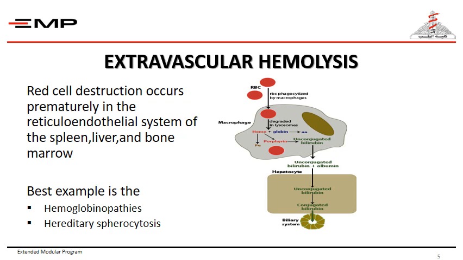So what happens is that the red cells, while they pass through the reticuloendothelial system, before they complete their lifespan of almost 120 days, get destroyed there. So we get an increase of the unconjugated bilirubin in the circulation, an increase in the conjugated bilirubin excreted in the urine, and increased stercobilinogen in the stool and urobilinogen in the urine.